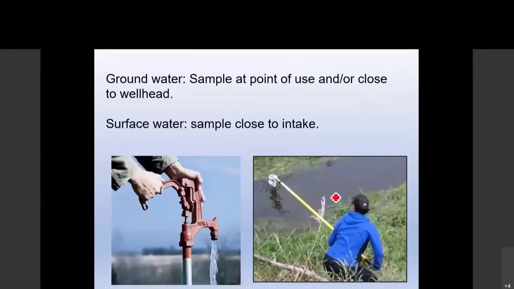If you're pulling from surface water, that's a stream or a pond, you're going to want to sample the water as close to the intake pipe as possible and aim to take from the middle of the water column. So not skimming off the top, not dragging near the bottom. Try to grab from the middle of that column.